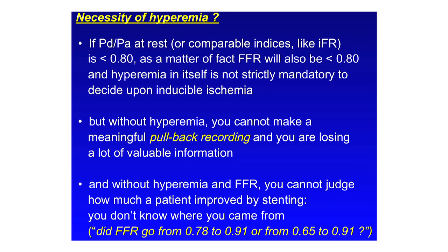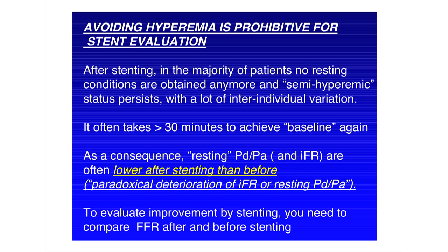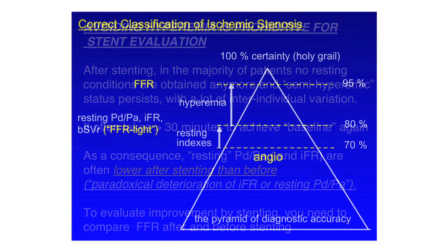If your FFR went up to 0.91, it makes a lot of difference whether the patient came from 78 or from 65. And finally, avoiding hyperemia is prohibitive for stent evaluation. After stenting, in many patients, no resting conditions are present anymore. There is a kind of semi-hyperemic or half-hyperemic status with a lot of inter-individual variation, and it often takes more than 30 minutes to obtain baseline again. As a consequence, the resting Pd/Pa and iFR after stenting are often lower than before stenting. We call that a kind of paradoxical deterioration of resting indexes. To evaluate improvement by stenting, you need to have hyperemia too.